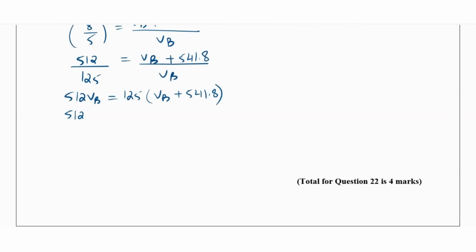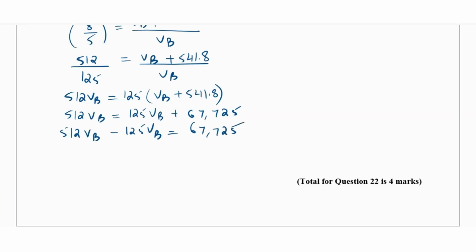So that's 512 volume of B equals 125 volume of B plus 541.8 times 125. That's 67,725. Bring the like terms on each side. So volume of B minus this equals 67,725. So 512 minus 125, that's 387 times volume of B equals 67,725.